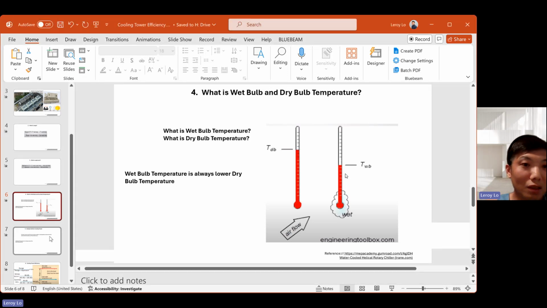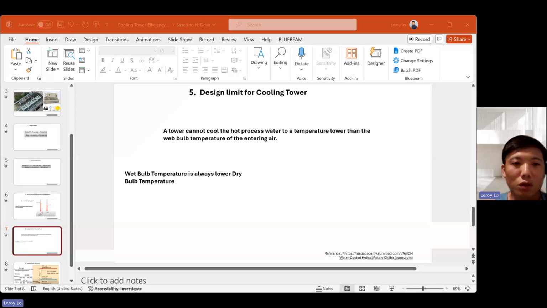Moving on to the next slide. The design limit for the cooling towers. This is the rule here: a cooling tower cannot cool the hot process water to a temperature lower than the wet bulb temperature of the entering air. Basically, it is impossible to cool hot process water lower than the wet bulb temperature of the entering air, because it is impossible to reject the heat to the atmosphere. For example, you have 90-degree water coming in and you want 85-degree going out of the cooling tower, and your wet bulb temperature is 85. So you can only cool to 85. If you want to cool to 84, but your wet bulb is 85, then it's impossible.